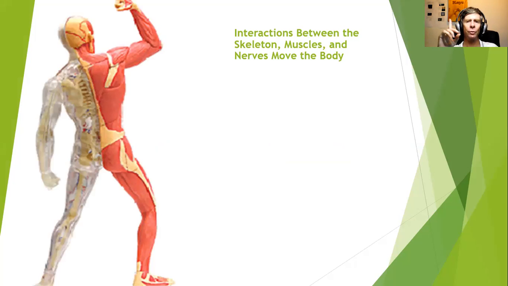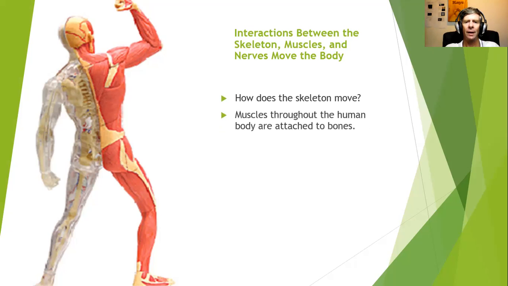So every time that you move a finger, there's a lot of things that are happening, from signals running from the brain through the spinal cord to the individual muscles and ligaments and sensory bits and pieces. It might just look like a simple little movement of the finger, but there's an awful lot of work that goes into that. So how does the skeleton move? The muscles throughout the human body are attached to bones.